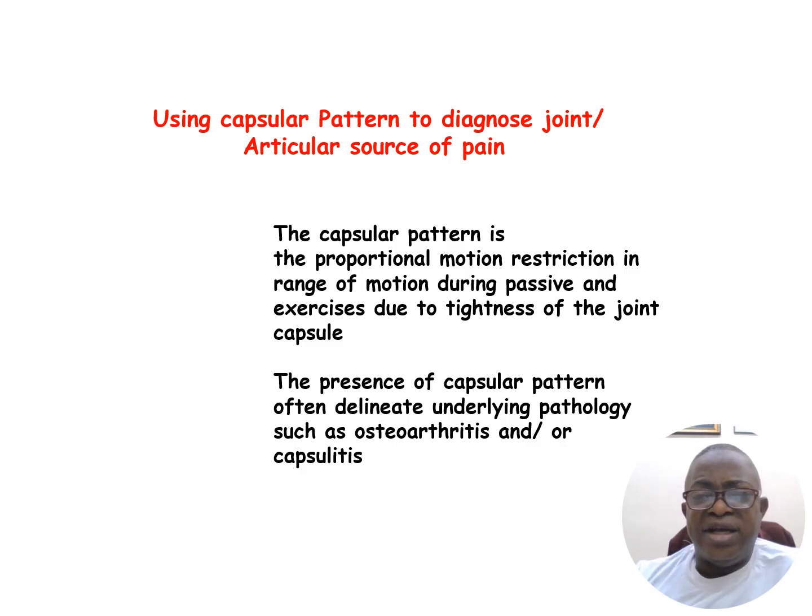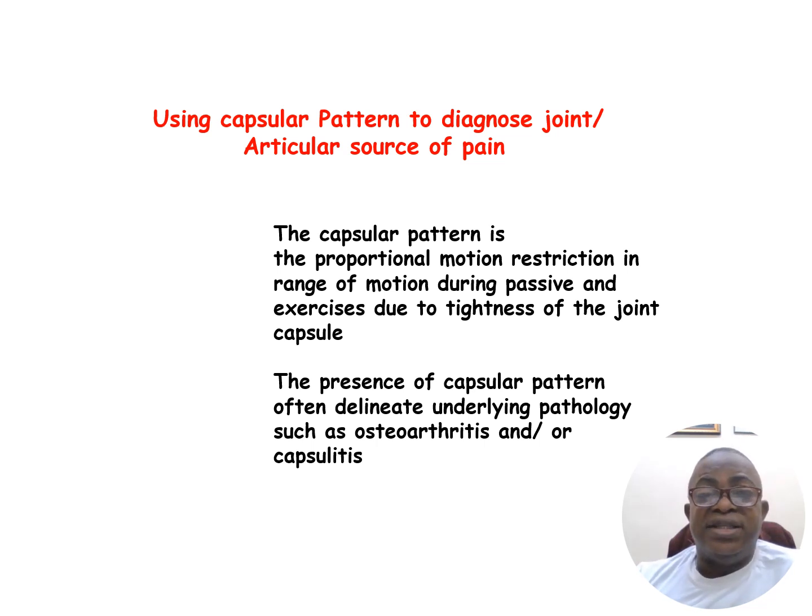Whenever the joint capsule in any joint is affected in form of tightness or inflammation, it will always produce a characteristic pattern that can be identified by any therapist. If the joint capsule in the neck is affected, it will come up with a pattern. If the joint capsule in the shoulder is affected, it will come up with a pattern. And that pattern of movement restriction is what is known as capsular pattern.